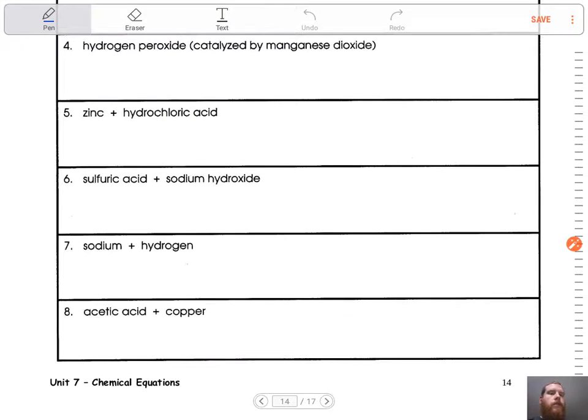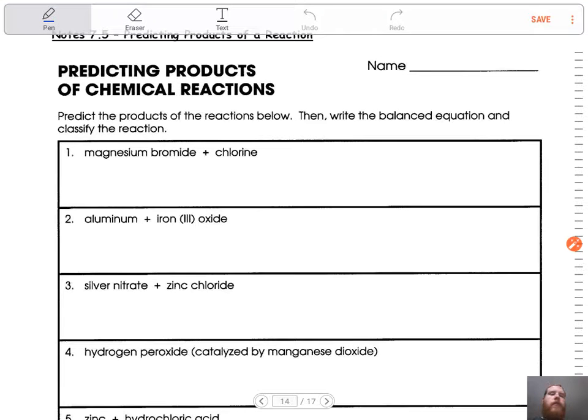Okay, so what I have for the notes here is just a practice worksheet. We're going to do 3 or 4 of these together, and then you guys are going to practice the rest on your own. All right, so the first thing we have to do in predicting products is identify what type of reaction we have. Okay, so number one, we're going to take a look.